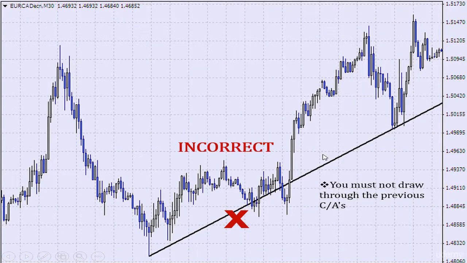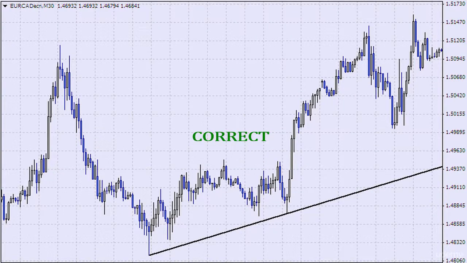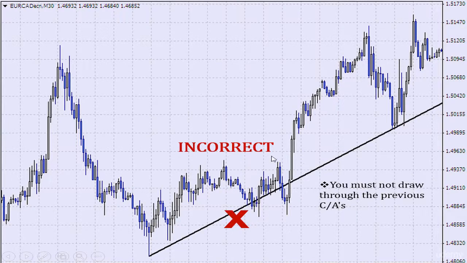Here is an incorrect way to draw a trend line. We want to connect our A to the C of the highest high, because this is the highest high. So we want to connect our A to this C, but we cannot draw through the candles. That is why this is incorrect. You must not draw through the previous C's/A's. Now here is the correct way to draw the trend line. So we connect this A to this C. We cannot draw through the candles. This is the correct way. This is the incorrect way.